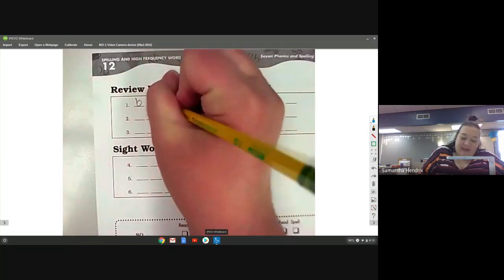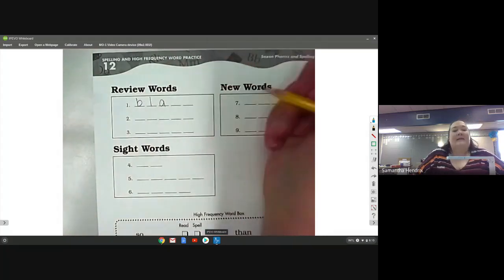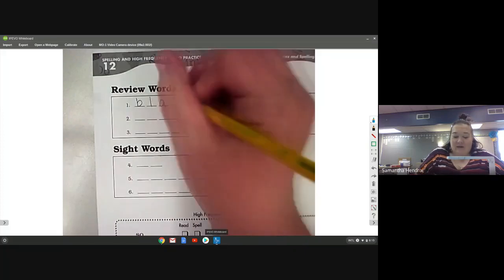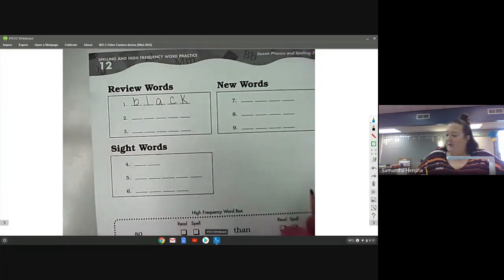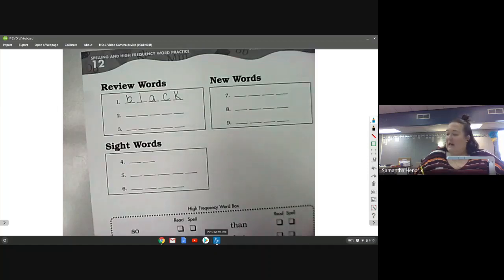Bull, at, and k. It's the final position, k. So I know it's CK. Okay? Number two, clock. We did this one yesterday.